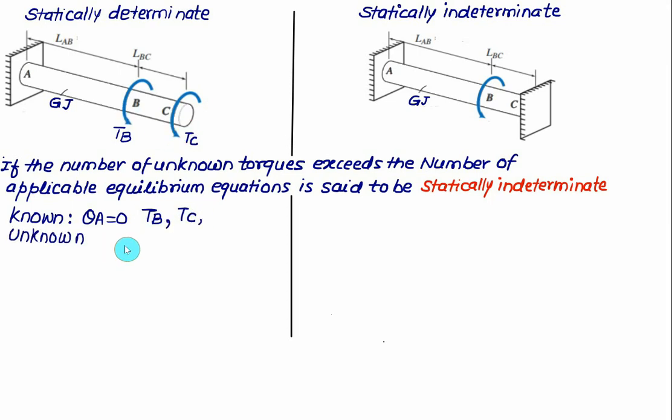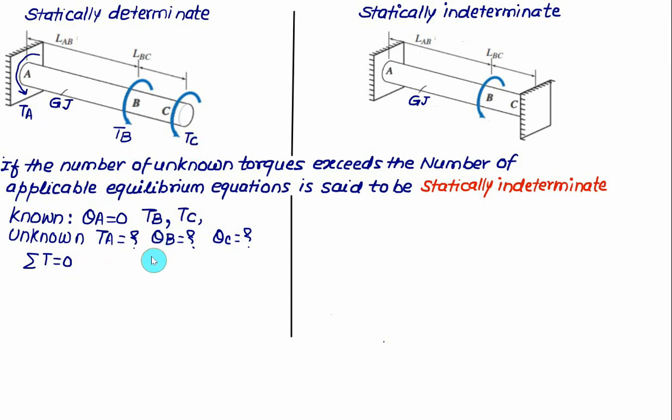Then the unknown value is the reaction torque at A. So the reaction torque at A you have to find out. The second thing to find out is the twist at B, that is theta B, and the value of theta C. As far as the value of TA is concerned, you can apply the equation sigma T equal to 0. From this, since TB is known and TC is known, TA can be obtained.